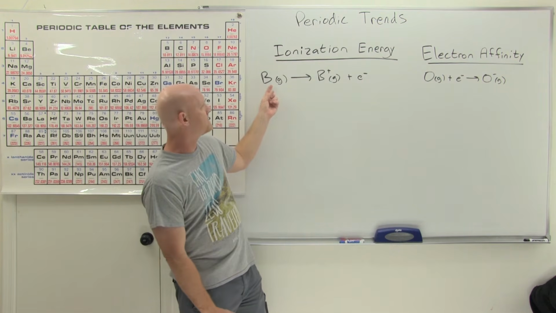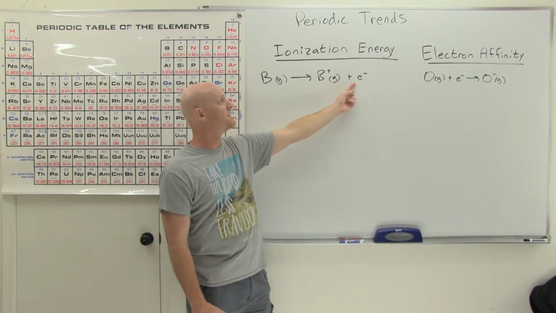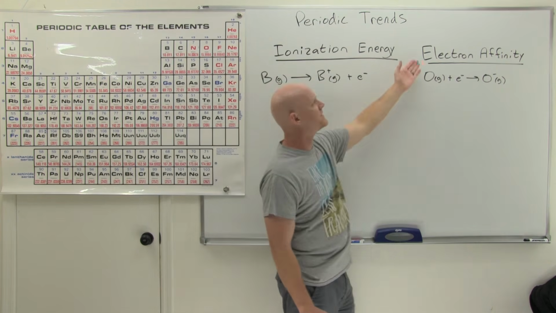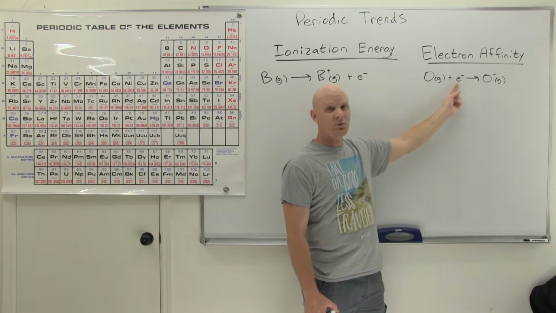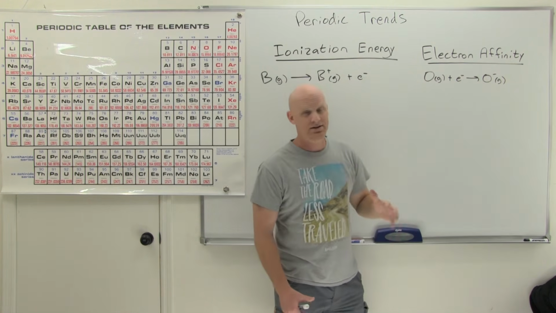And so I can see that if I'm going to lose an electron, ionization energy, boron would go to a +1 charge and the electron that was lost would be a product. Whereas on the other hand, if I do the electron affinity of oxygen here, oxygen's going to gain an electron. Electron is a reactant when it's gained, and it results in a negative charge instead. So that's the difference.